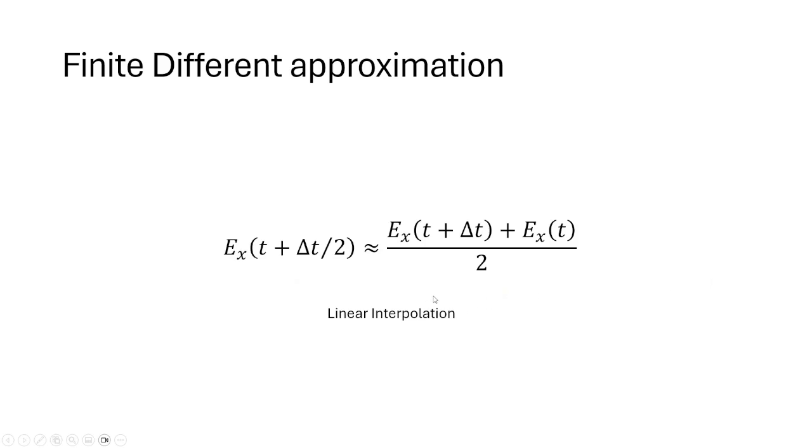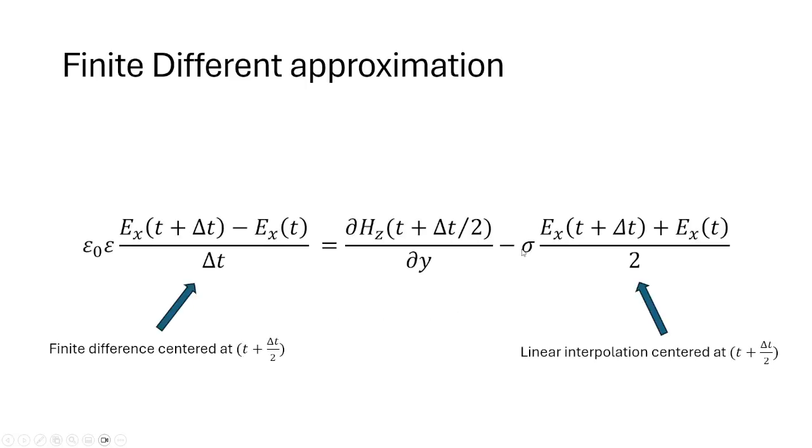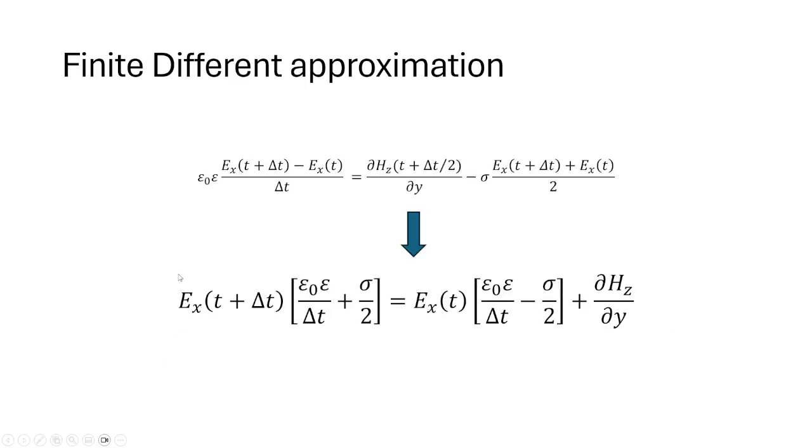Well, the way we do that is we use a linear interpolation approximation. So we say that Ex at t plus delta t over 2 is simply the average between the electric field at t plus delta t and the electric field at t. So when we plug that into our differential equation, we get this. So this is our finite difference differential equation, and everything is centered at t plus delta t over 2. So we can then solve this differential equation for Ex at t plus delta t, so at the future time step, and we get this guy here.